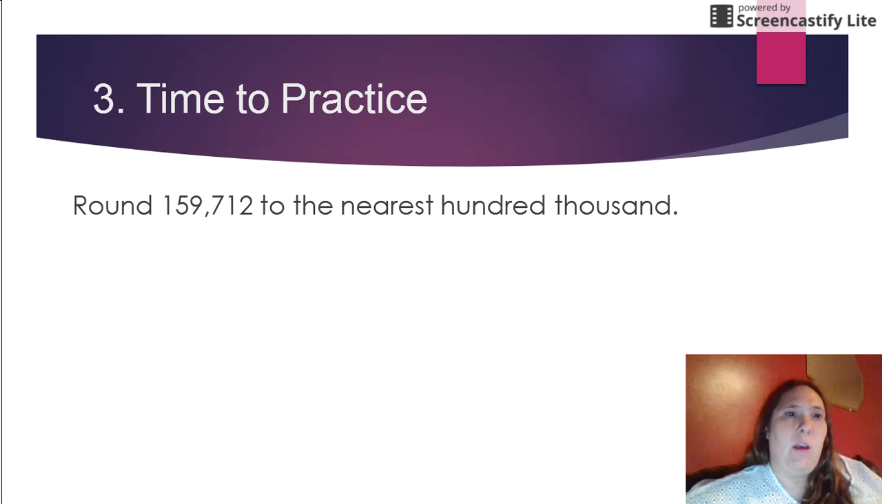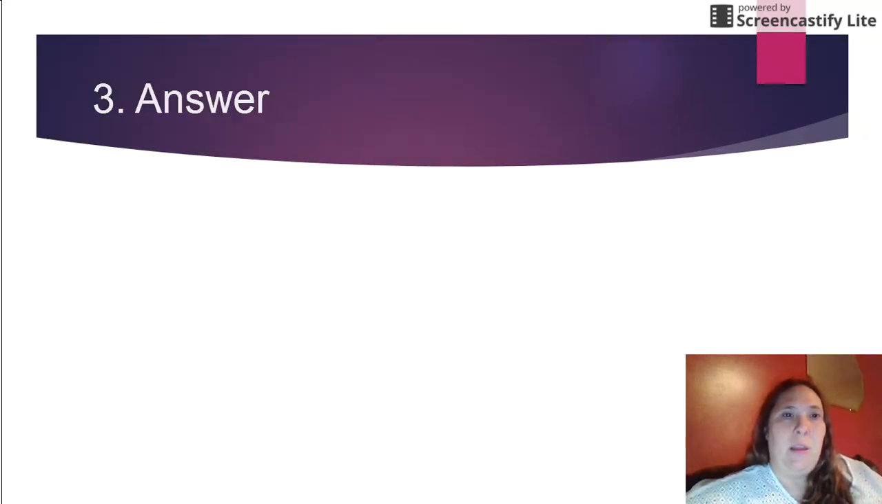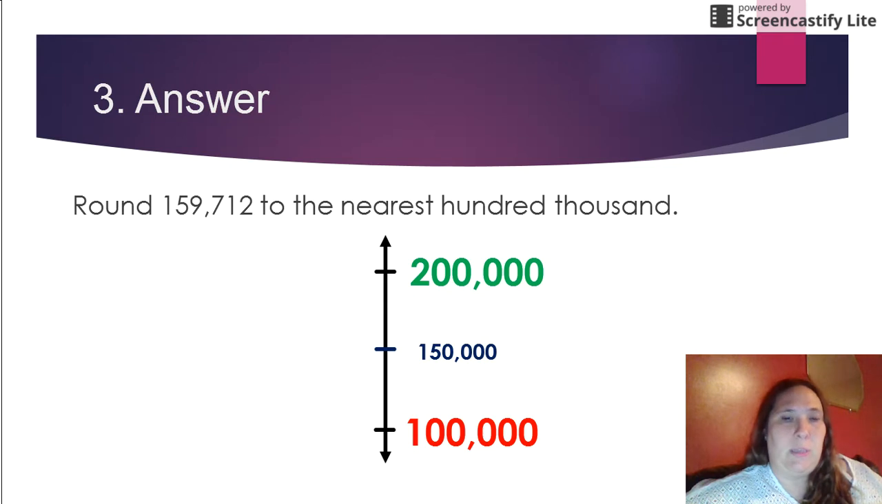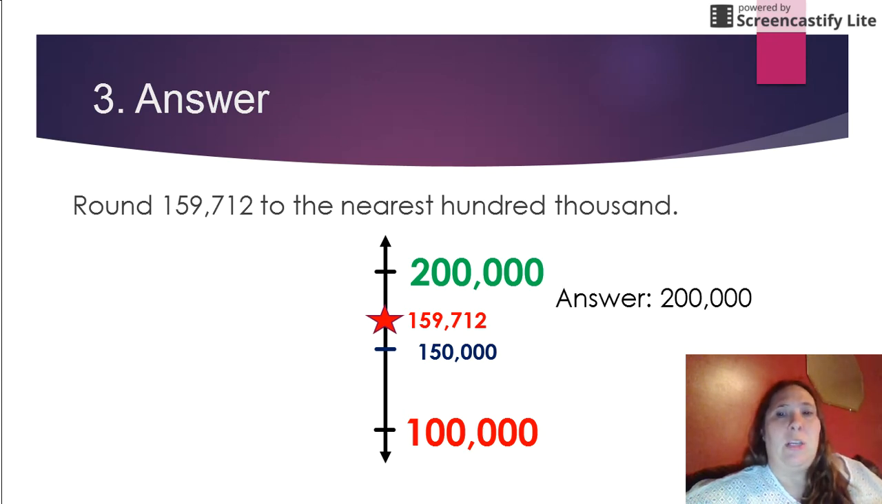Here's another question. Be sure to answer it when you pause the video. Please round 159,712 to the nearest 100,000. Pause the video and work the problem. So when I round this number to the nearest 100,000, my number line should look something like this, with 150,000 as my midpoint. I would place my number right about there, giving my answer at the top as 200,000.